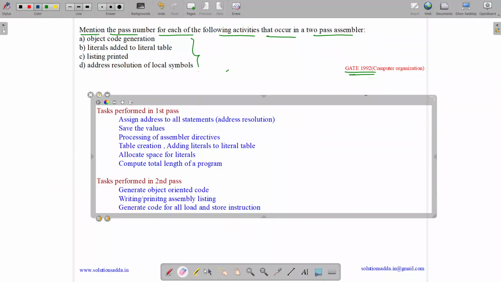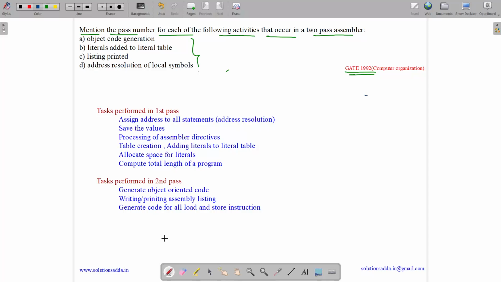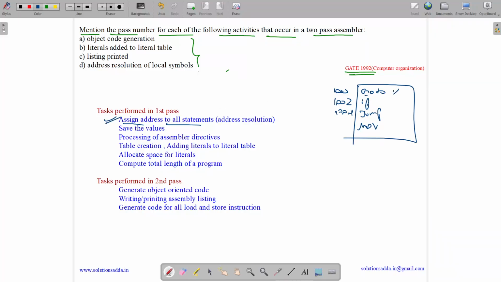So see here, during the first pass, what all we are doing, we are assigning the address to all the statements. So whatever statement we have, go to statements, if statements, jump statements, move statements, we assign addresses to all of them: 1000, 1002, 1004 and so on. Okay, we save the values. If we have certain variables, we save the values.